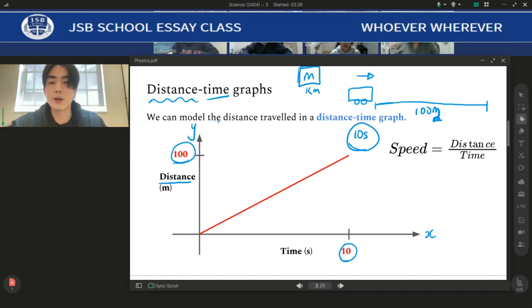Now, from a distance time graph, we can work out something called speed. Remember what speed was? Speed is sort of like how fast. And the speed equation is distance divided by time. We did this last time a bit. So what's the speed of this car? The distance is 100, divided by time, which is 10. So the speed is equal to 10. What are the units of speed? Do you remember the units of speed?